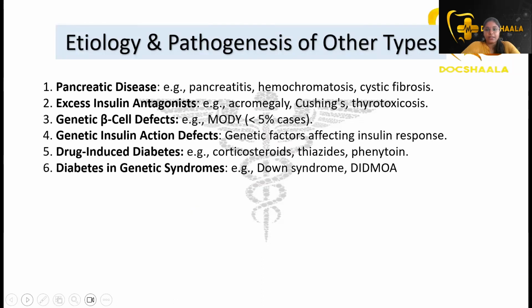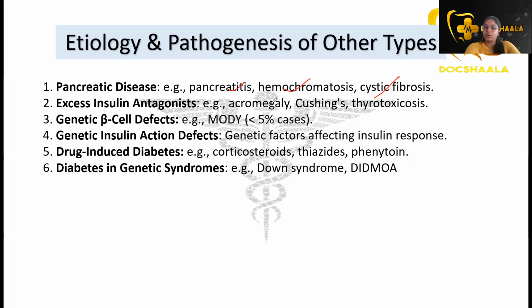Then coming to pancreatic disease, what kind of pancreatic disease? Like I told you, apart from type 1 and type 2, there are also other types of diabetes mellitus. If there are pancreatic diseases such as pancreatitis, hemochromatosis, or cystic fibrosis, they can lead to diabetes mellitus.